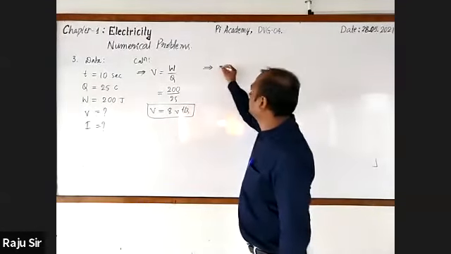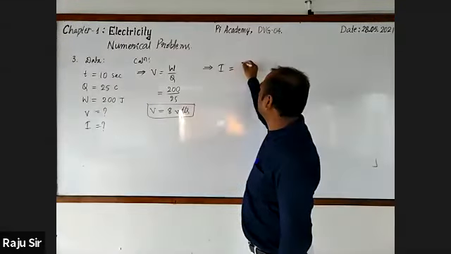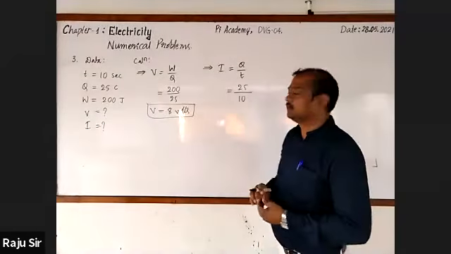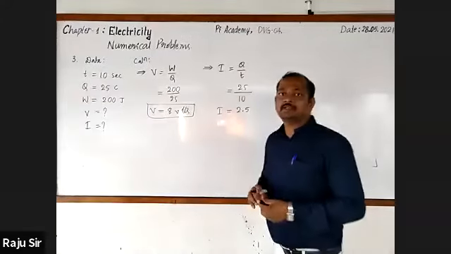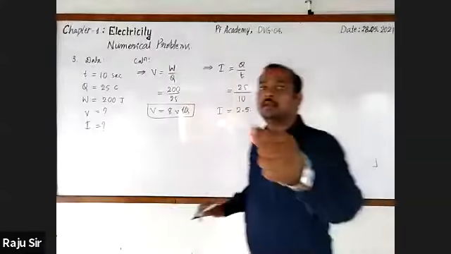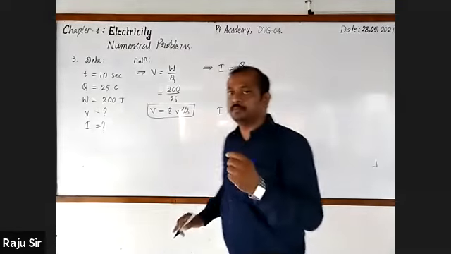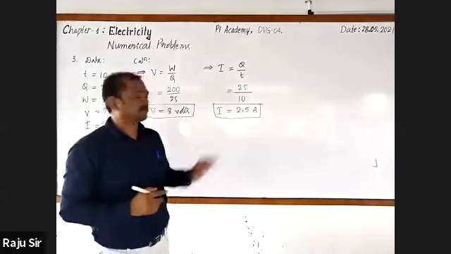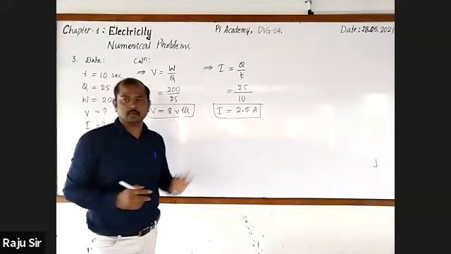Here we have a formula to find current, that is I is equal to Q by T, where Q is 25 and time is 10 seconds. Then 25 by 10 is 2.5, and it is current. The unit of current is ampere, not coulomb. So here you have to write amps, just A. I is equal to 2.5 A. Over.